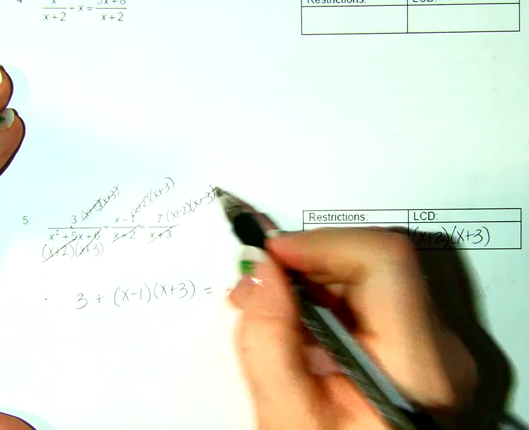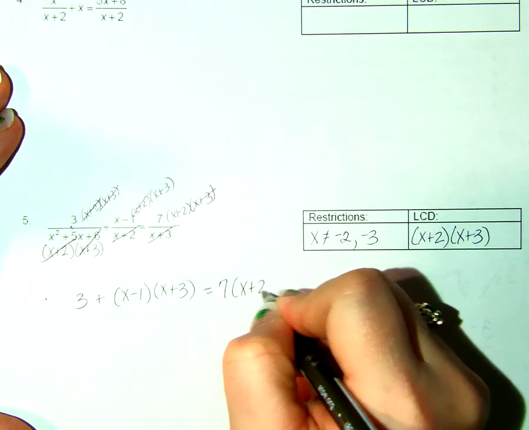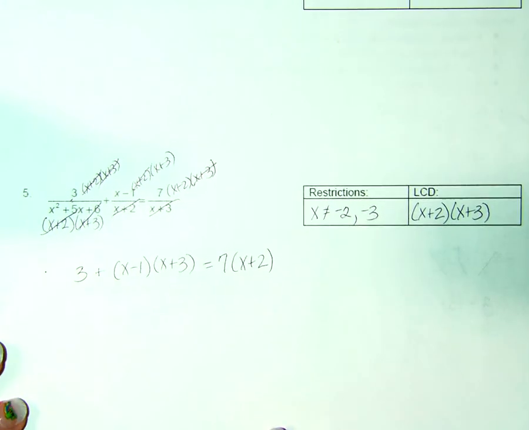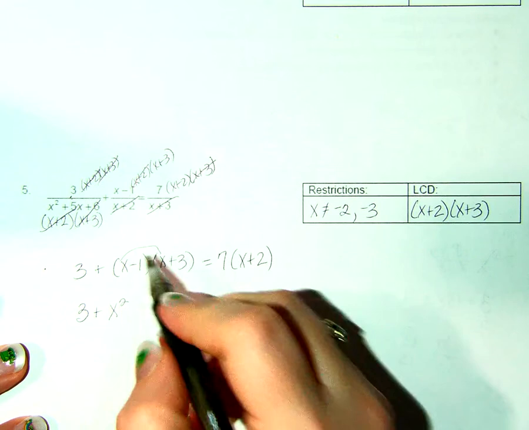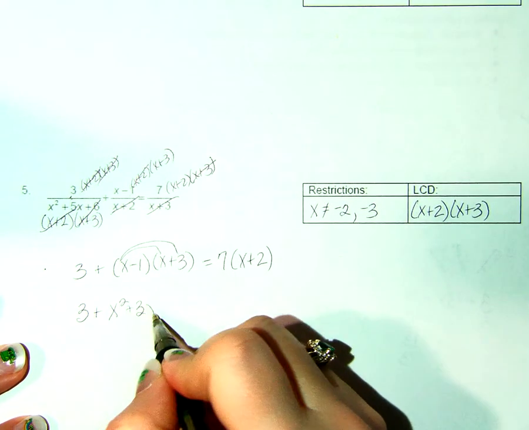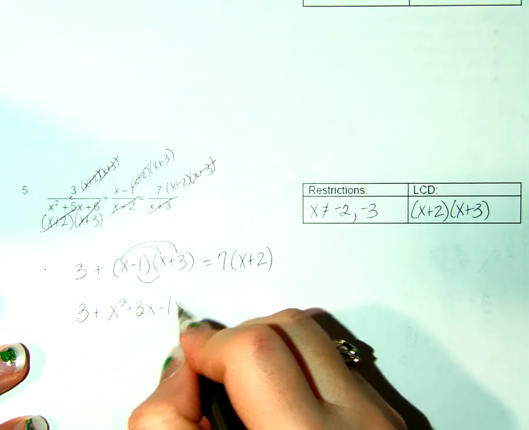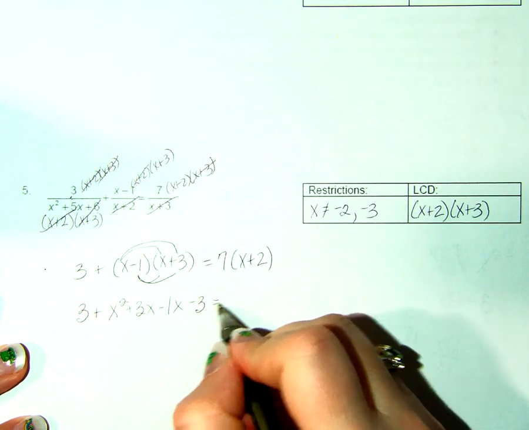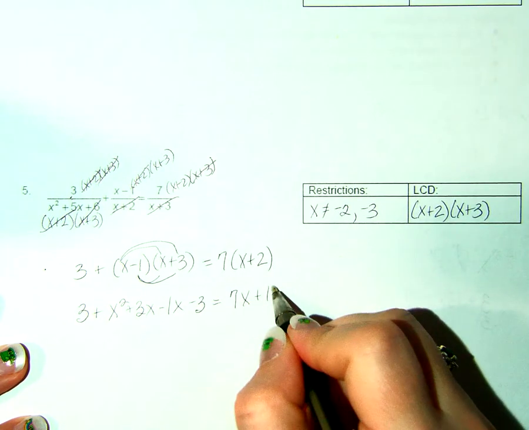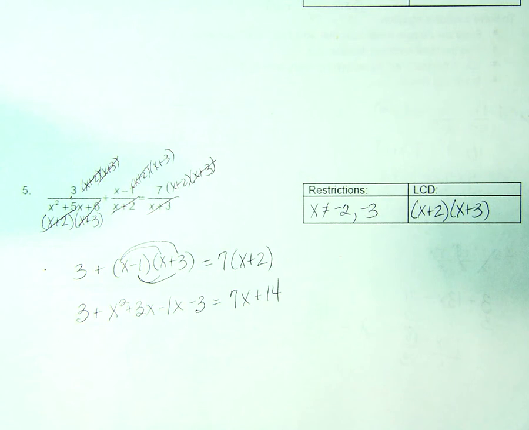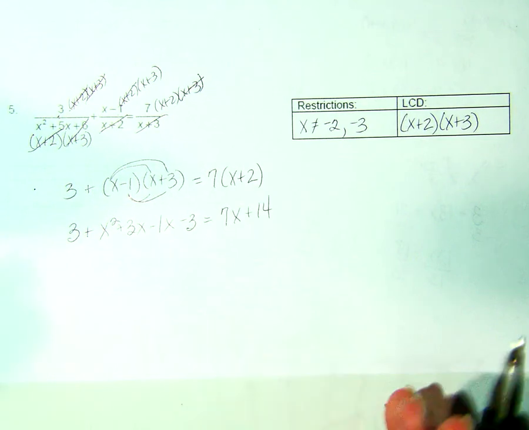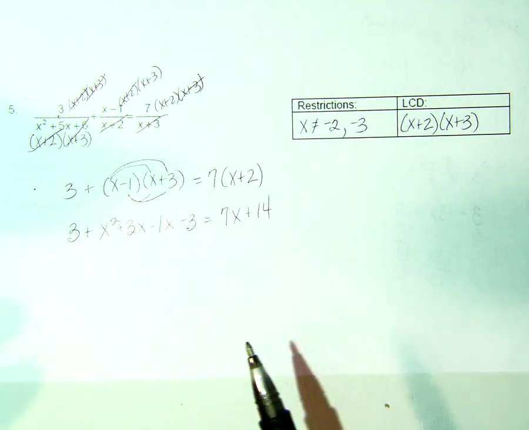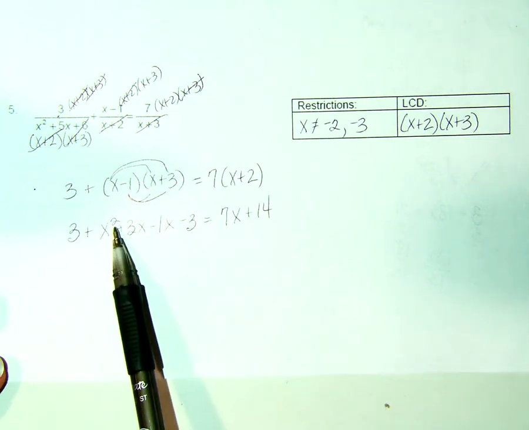Equals 7 times x plus 2. Okay. So I have 3 plus x squared plus 3x minus 1x minus 3 equals 7x plus 14. Okay so far? Oh goodness, what kind of problem has this now become? It's a quadratic now, isn't it?